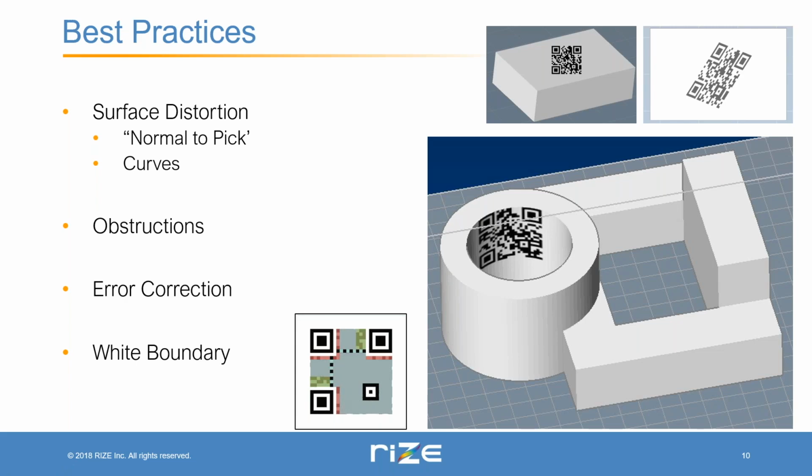Finally, each QR code image includes a white boundary that helps scanners isolate the code from its surroundings. So don't put QR codes too close to an edge, as is shown in the model, because this could also prevent the code from scanning.